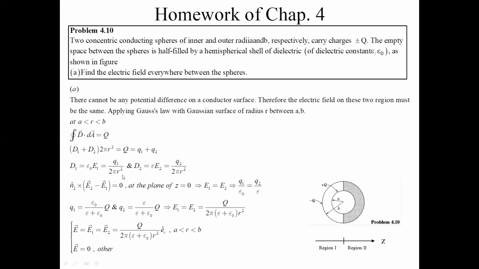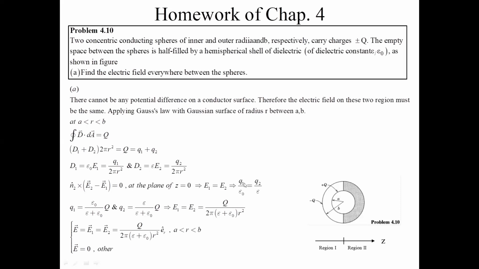So in here, we have the first equation where displacement D1 equals epsilon 0, because it's vacuum, times electric field E1, which equals Q1 over 2 pi r squared. And the displacement D2 equals epsilon times electric field E2, which equals Q2 over 2 pi r squared. Then we apply the boundary condition at this boundary where z equals 0. We know that the parallel electric field has to be continuous, so E1 and E2 must be the same. So we get Q1 over epsilon 0 equals Q2 over epsilon.